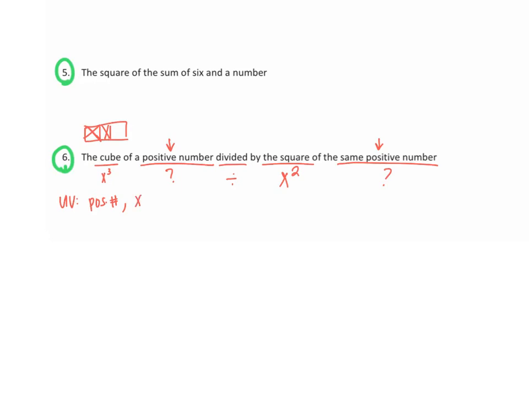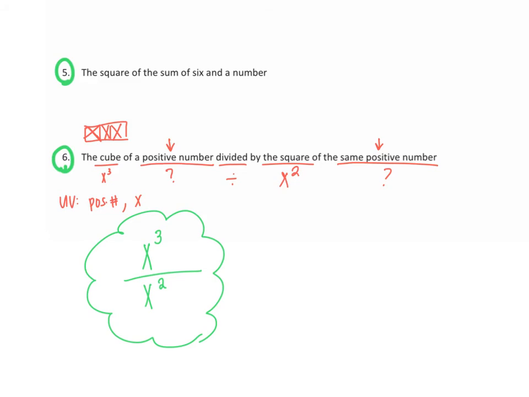Okay? I've read 3 times. Now I'm going to get started on solving. So the cube of a positive number, we said that positive number is x. So I'm going to take x and I'm going to cube it. Divided by the square of the same positive number. So I'm going to be doing the square of the same positive number. And that's it. I have my expression, x cubed divided by x squared.